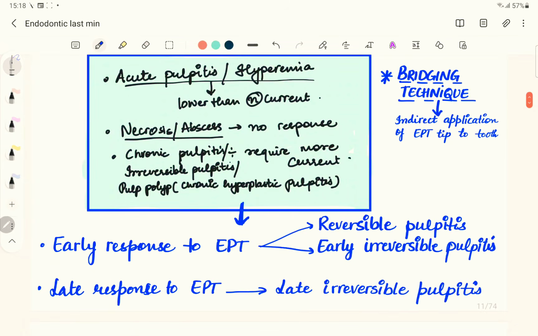So in a nutshell, if the tooth is giving an early response to the electric pulp test, that means the tooth has reversible pulpitis or hyperemia of the pulp, or we can say early reversible pulpitis. If the tooth is showing a late response to the electric pulp test, that means it is showing a higher level of current than normal. That means the patient has late irreversible pulpitis.